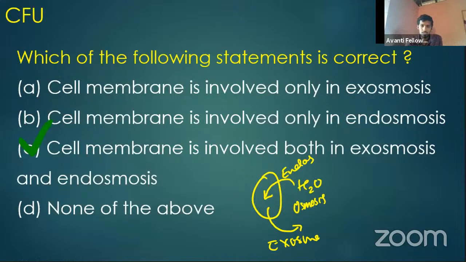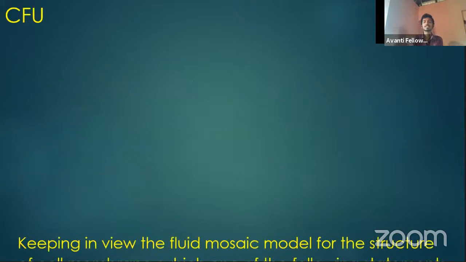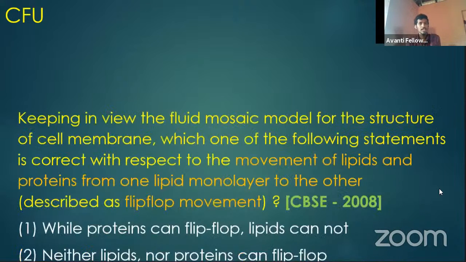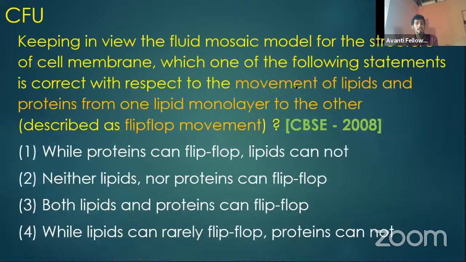Good, Mahesh. Next we will move on to the second question, which is easy, and the question is long. Take a little time to read it. The question is, keeping in view the fluid mosaic model for the structure of cell membrane, which of the following statements is correct with respect to the movement of lipids and proteins from one lipid monolayer to the other, described as flip-flop movement? CBSE asked this in 2008. Just remember, this question is from CBSE only.